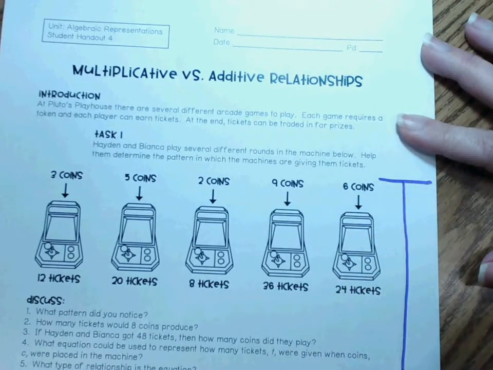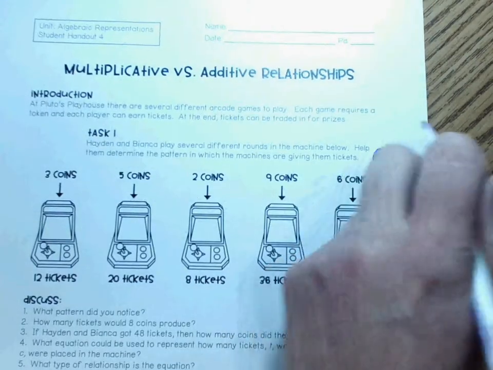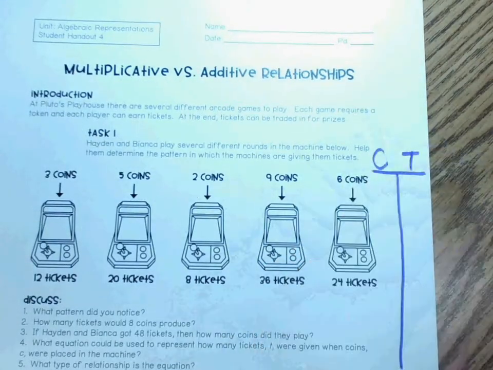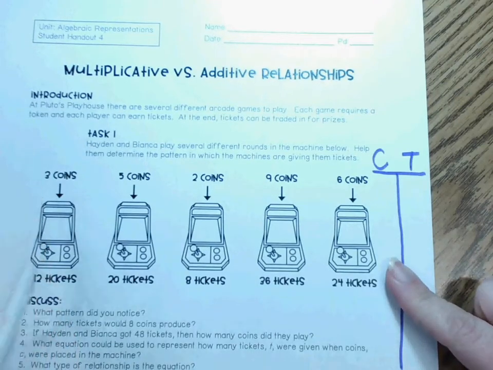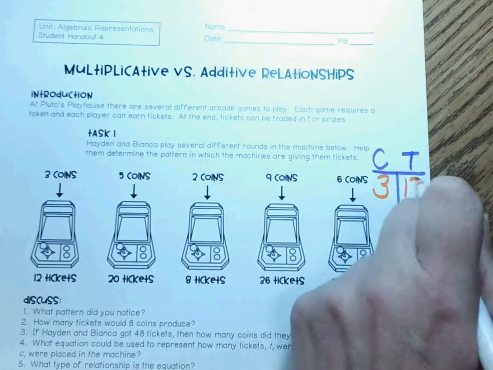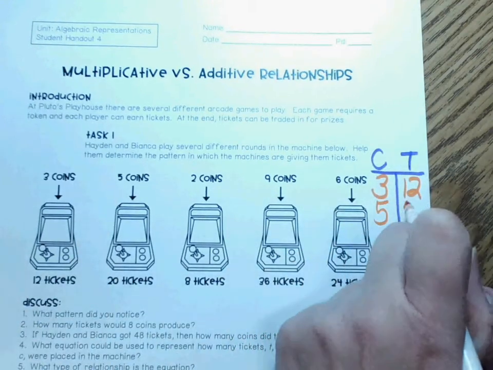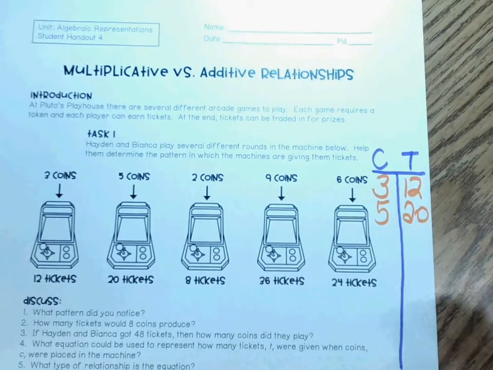You write one on yours. And we're just going to set this up to be coins and tickets. So we're just going to fill this in from what they've given us here. 3 coins is 12 tickets. So 3 coins, 12 tickets. 5 coins is 20 tickets. Go ahead and fill in your little table there real quick.